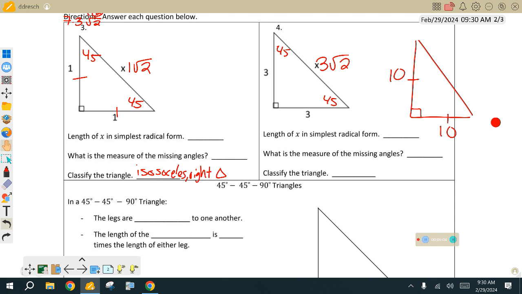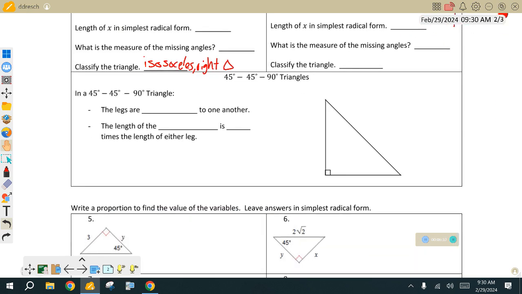And one more time, what is it? 10 root 2. And if I went right here and said this is 17 and 17, look at your pattern. So there definitely is a pattern happening here with this 45, 45, 90. So this is our first special right triangle where a pattern is definitely happening here. So let's create that pattern. Let's generalize it out for today.